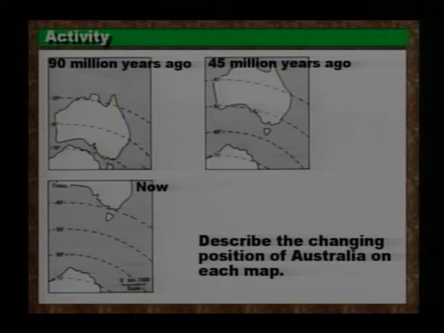Moses, you are going to give us the answer to the first question. Pass the microphone down. And the rest of you, you're going to check and make your corrections for that activity. The question again, describe the changing position of Australia on each of those maps given. Australia is moving slowly away from Antarctica. Okay, that's generally for the 3 of them.